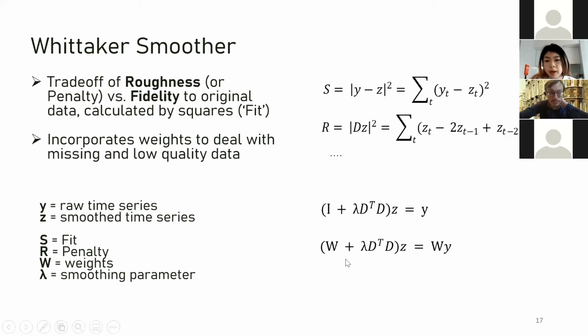And Z is obtained by solving this equation here, where W represents the weights that we assign to the pixels, and lambda represents the smoothing parameter, which can be varied. The higher lambda is, the smoother Z is.